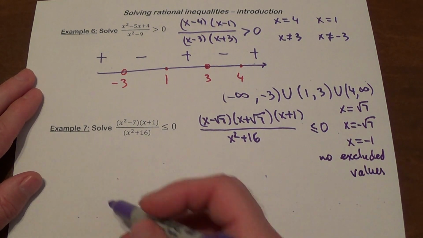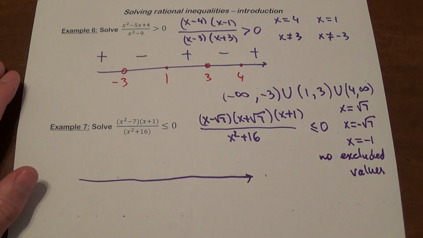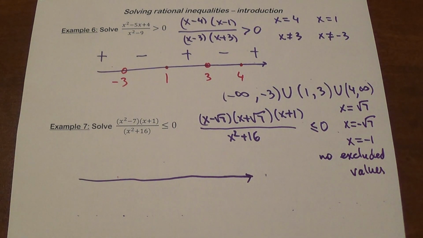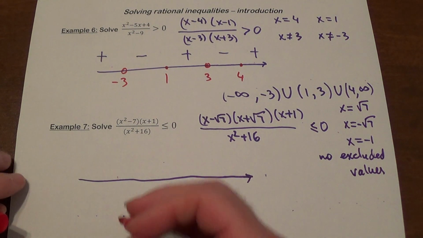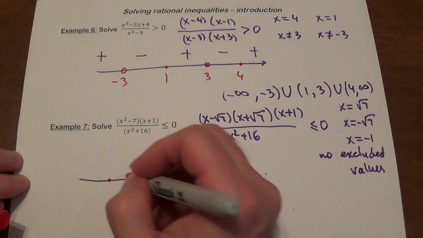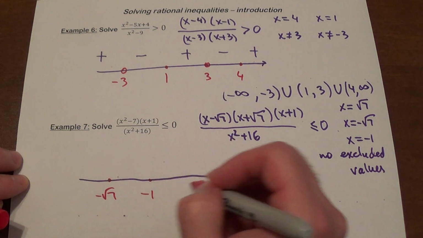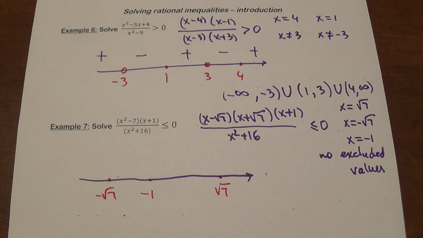Okay. So we draw a number line. Now, as far as the square root of 7, we should know the square root of 7 is 2 point something, just to have an idea where it's located. So negative square root of 7 will be here, and we don't have anything open. Negative 1 is going to be here, and square root of 7 is going to be somewhere here.